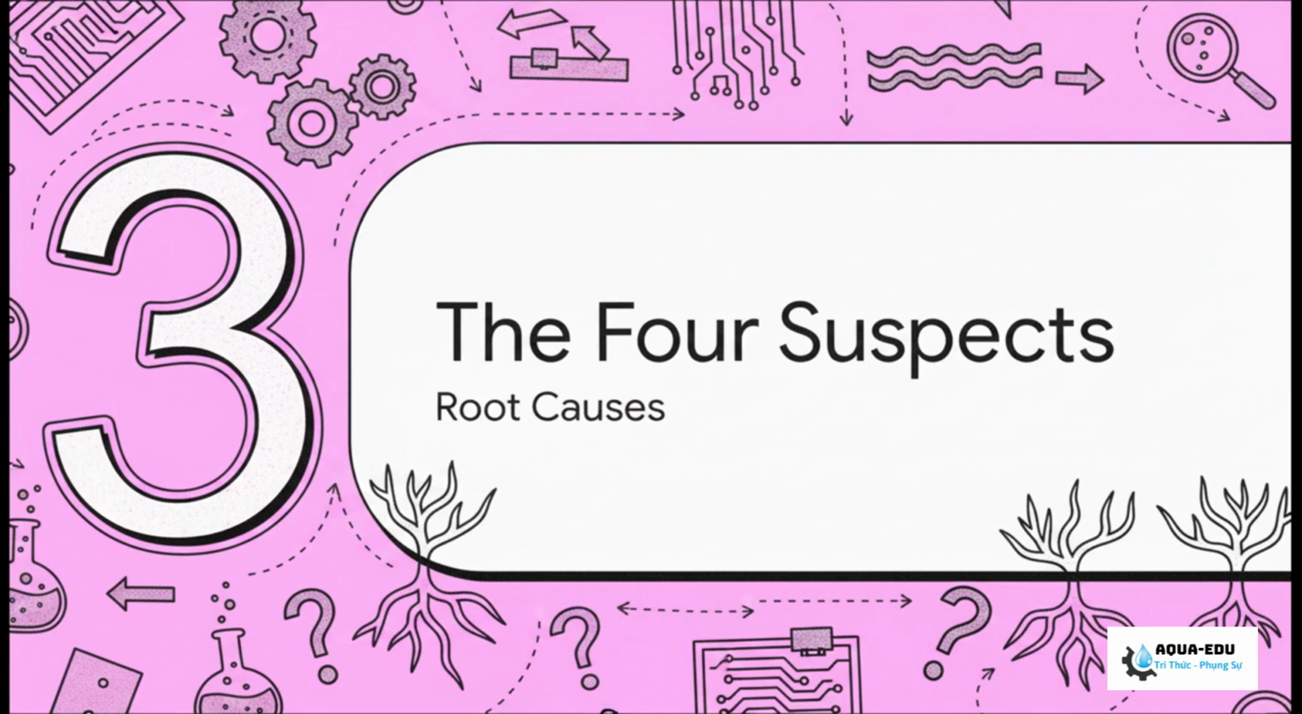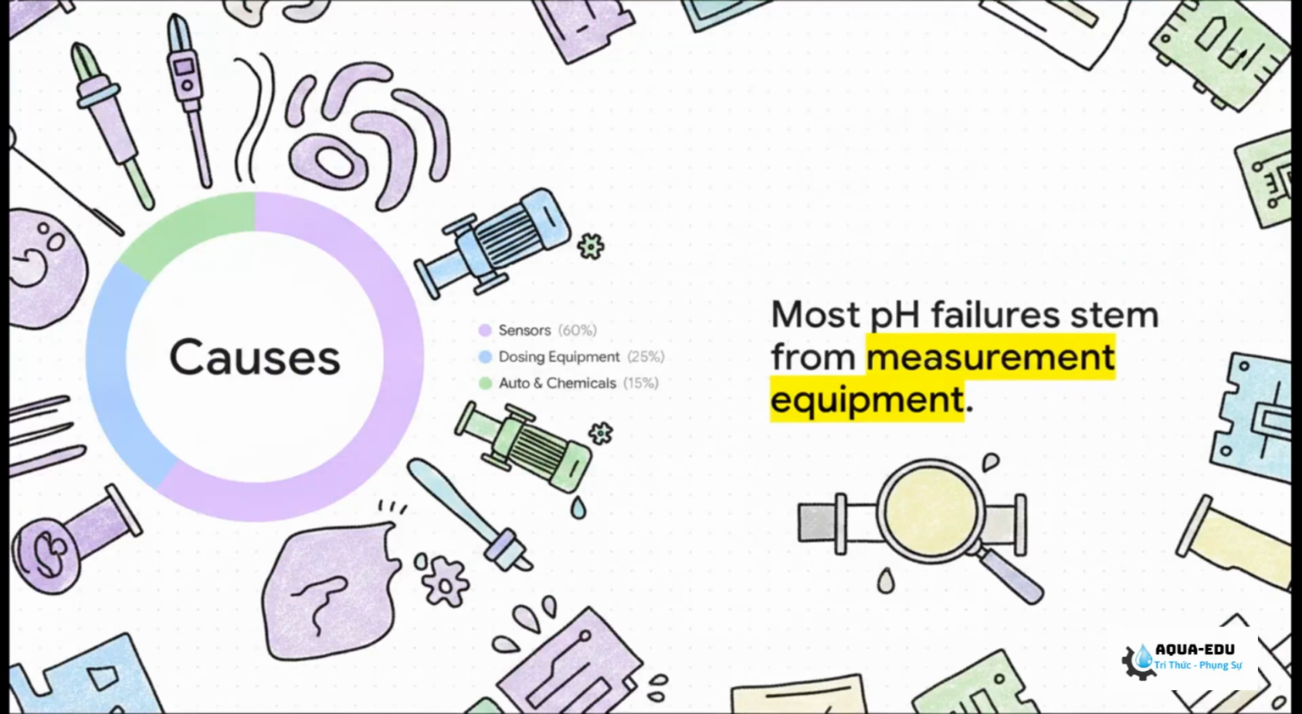Section 3. Categorizing the root causes. Okay, let's break down where these failures actually come from. When you're in the thick of a crisis, it's super easy to just assume the absolute worst, right? But what's really fascinating here is the historical data. Our experience shows us that a massive 60% of these incidents stem simply from the measurement equipment itself. We're talking basic stuff like sensor aging, calcium scaling, or a dry junction. Another 25%? That's hardware issues, specifically dosing pumps or mixers failing, which means only about 15% of the time is it actually an automation failure or a bad batch of chemicals. Knowing these odds gives you a massive, massive advantage when you start troubleshooting.